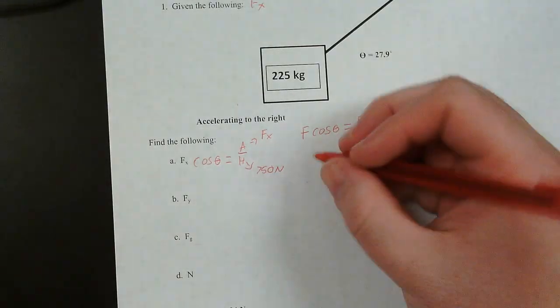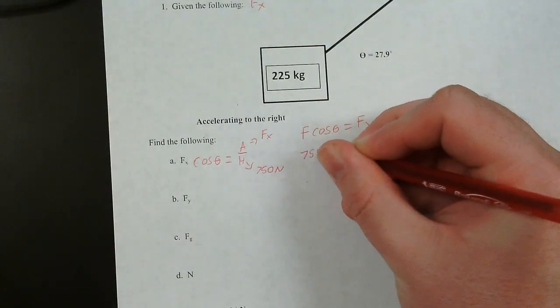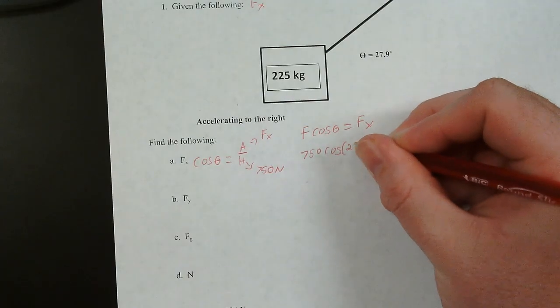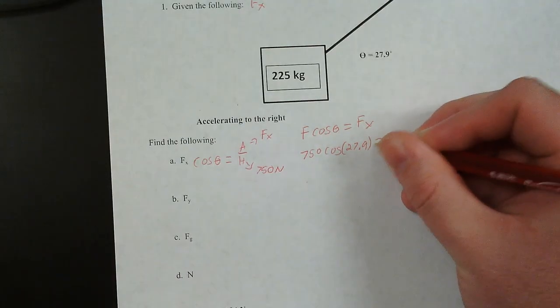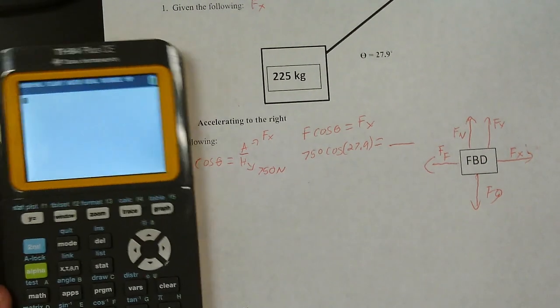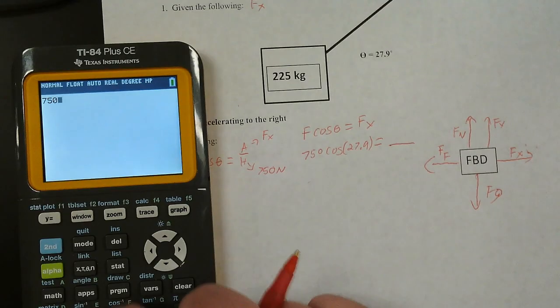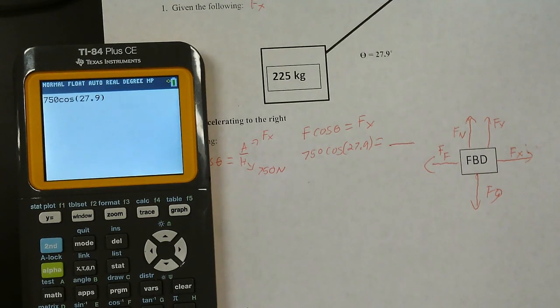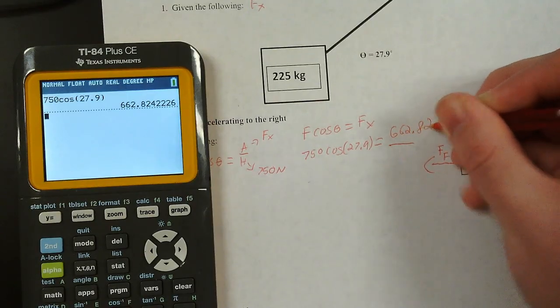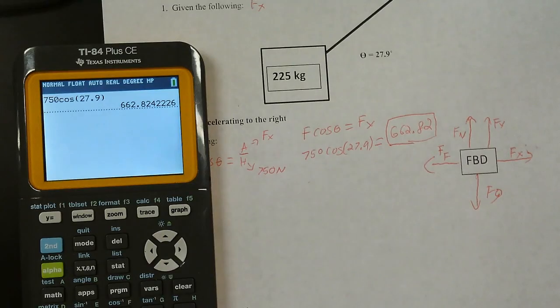But if I plug my numbers in, I end up with 750 cosine of my angle, which was 27.9, equals my answer. So let's go ahead and do that real quick. 750 cosine of 27.9, like that. There is my Fx, 662.82. There is my first answer.